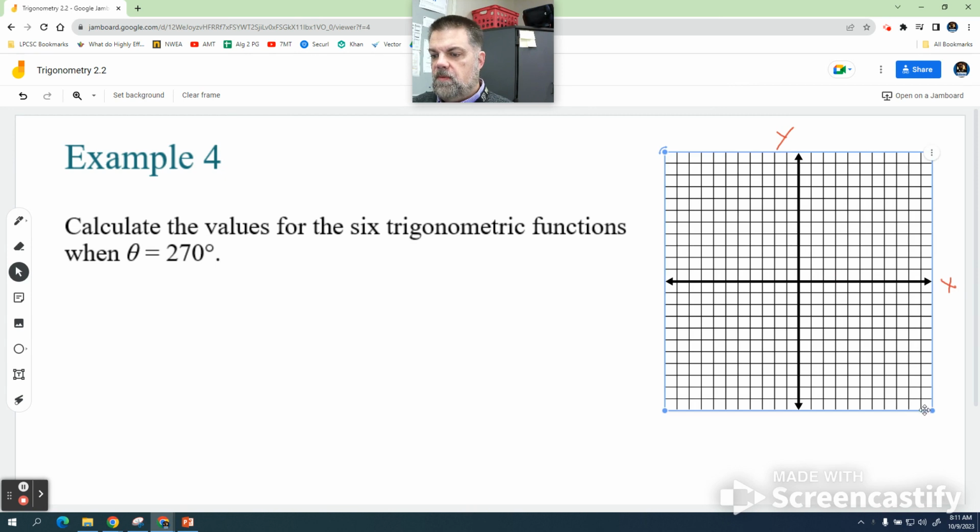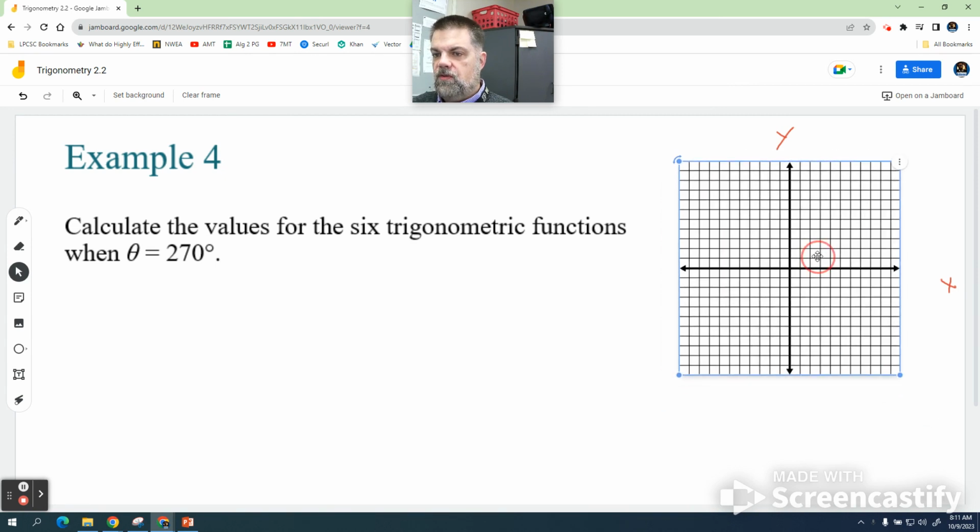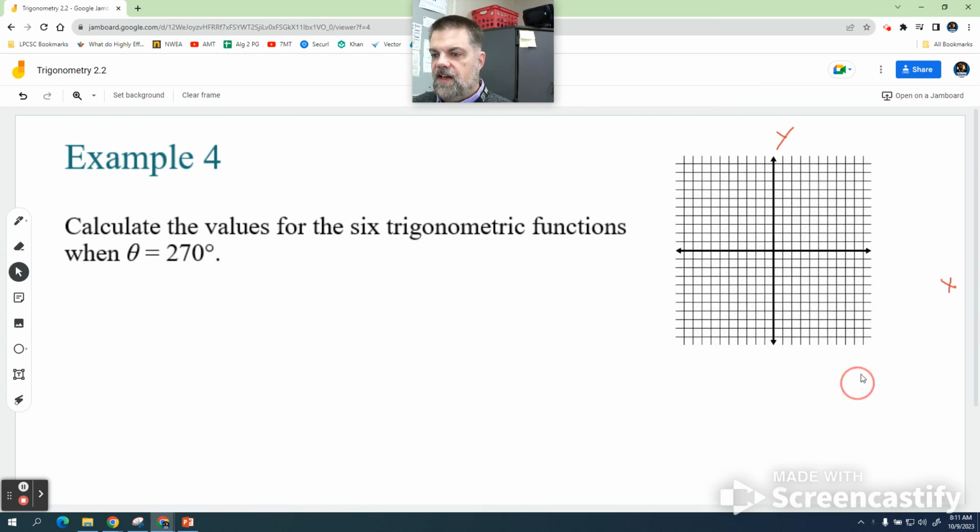Also, let me make the graph a little smaller. You don't have to draw the grid. I just want you to draw the XY line. I just copied this off the internet, really.